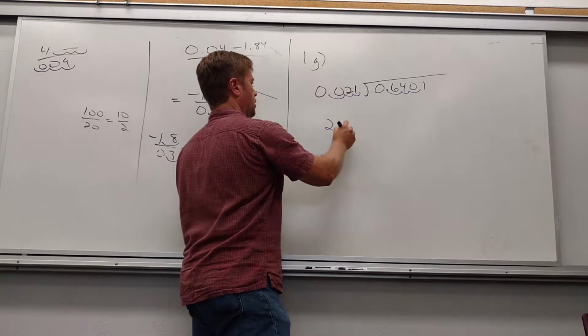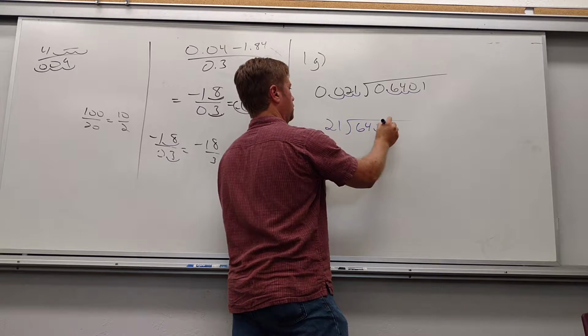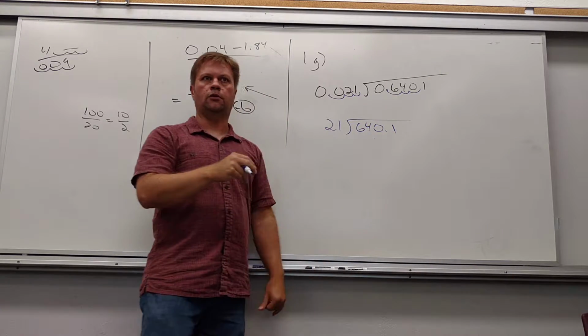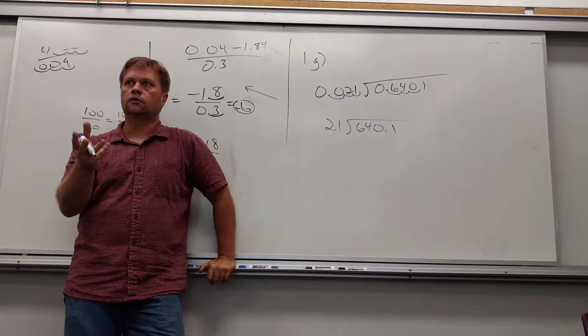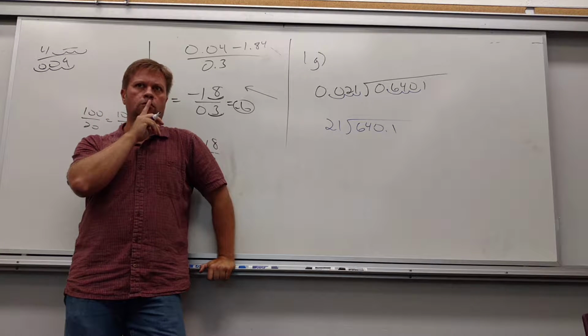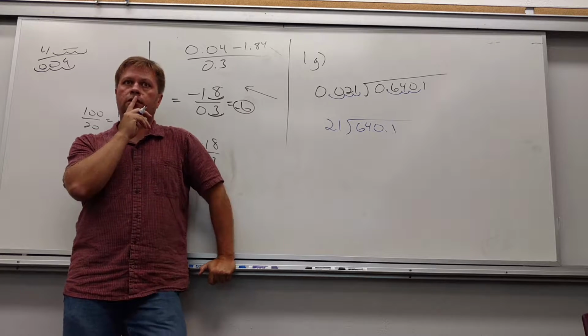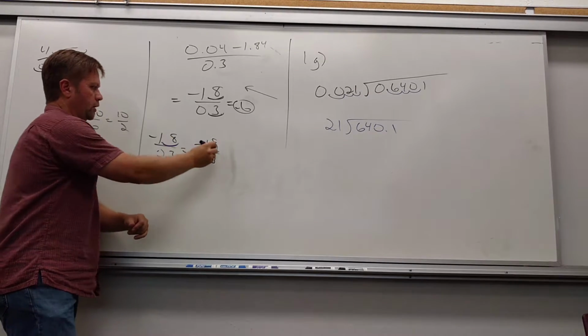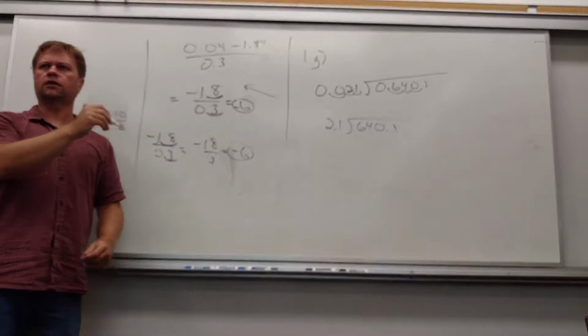So then I got 21 into 640.1. Now when I get that answer, I'm done, right? That's why you're just putting that right in the same spot, right? Yeah, exactly. And you're done. Same thing here. If I move that over, when I get that answer, I'm done. There's nothing to adjust.